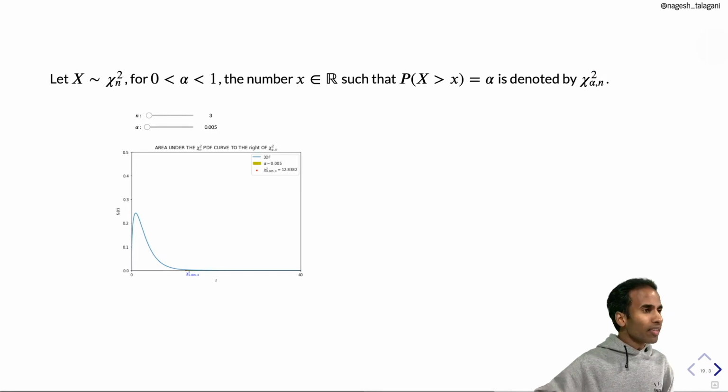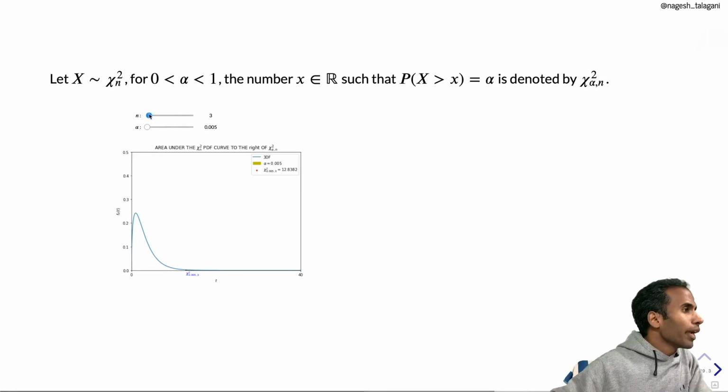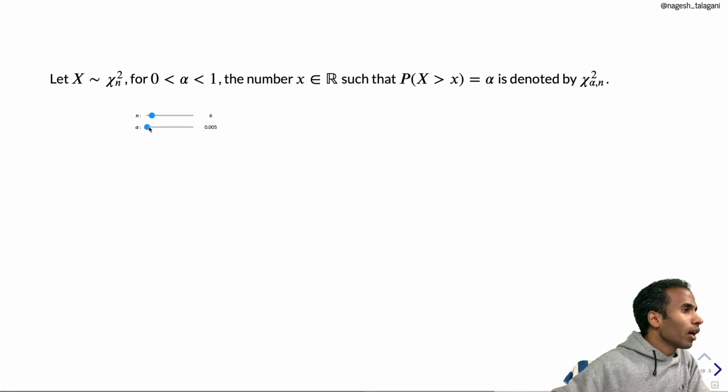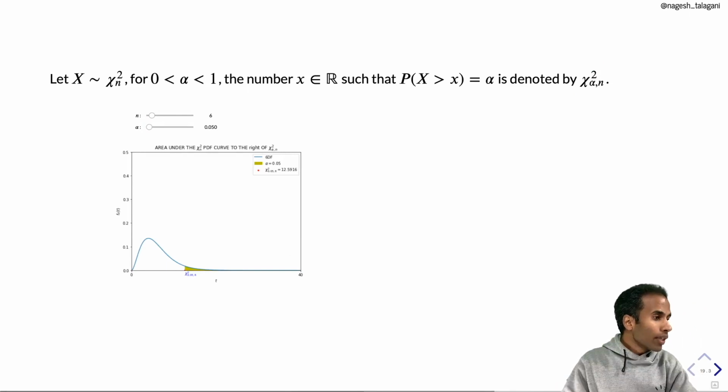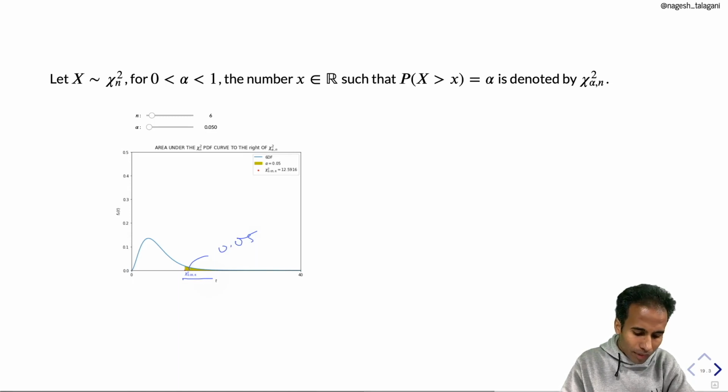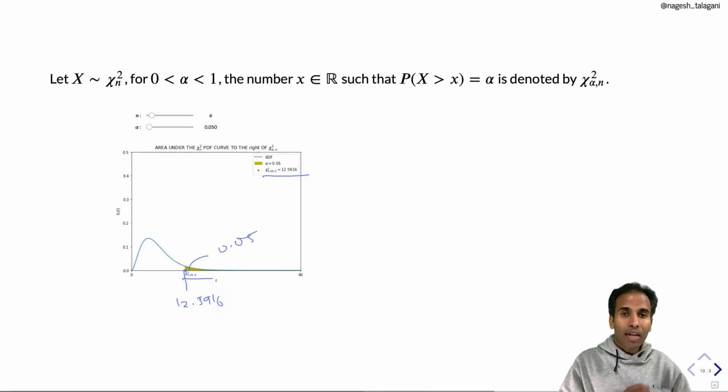You can play with this. Here let me take n value 6, alpha value 0.05. As you can see, this yellow shaded region area is 0.05. This chi-square 0.05, 6 value is here, 12.5916. That means the area covered from 12.5916 to infinity under this PDF of chi-square distribution with 6 degrees of freedom is equal to 0.05.